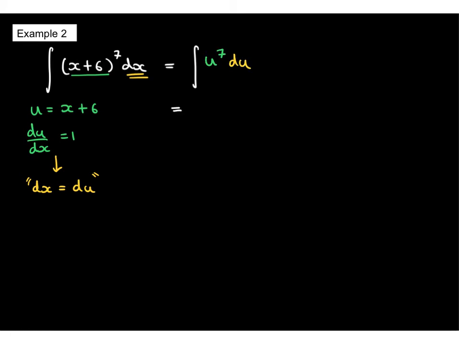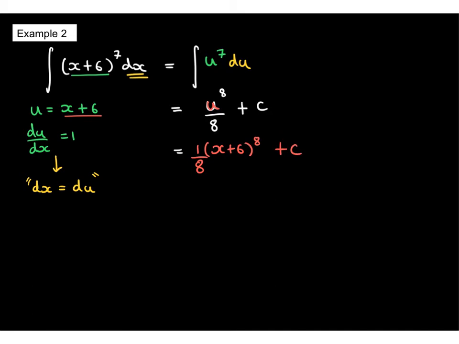So, raise the power by 1, divide by the new power, add c. And then, of course, we need to replace u with what it should be in terms of x plus 6 to the power of 8, and then there is a factor of an eighth as well.